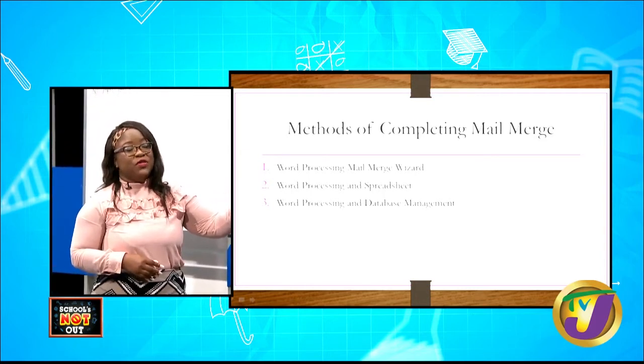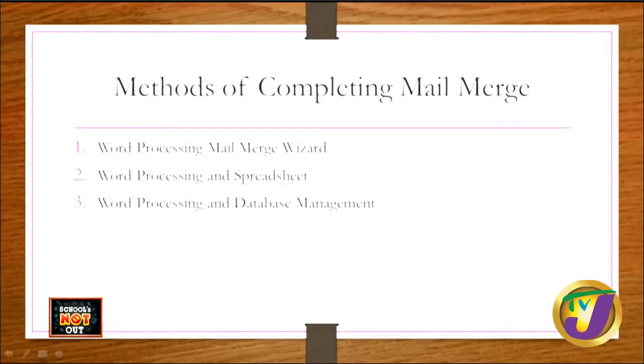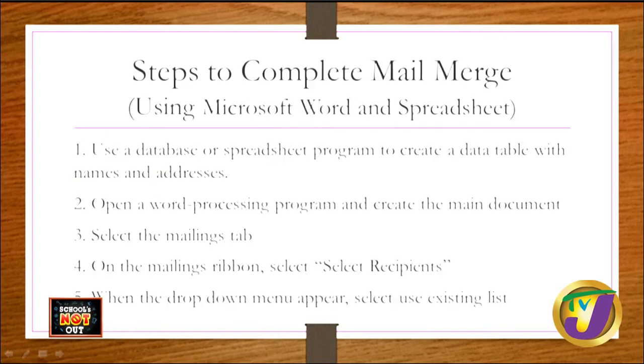with spreadsheet. So these are the desktop publishing software that we'll be using today: word processing and spreadsheet. And if time allows, we may run through word processing and the mail merge wizard. All right, so here are the steps that we use to complete mail merge. And these are the steps that we may apply to complete mail merge using Microsoft Word and spreadsheet, which is Microsoft Excel. So we can also apply these steps if we are completing mail merge using Microsoft Word and Microsoft Access. So these are the steps that we'll be following.